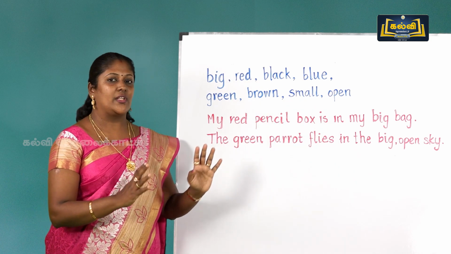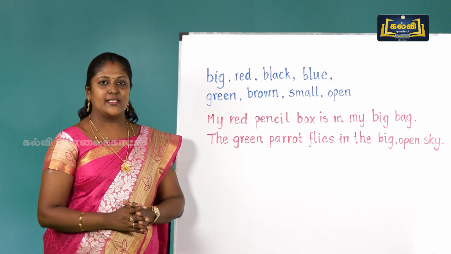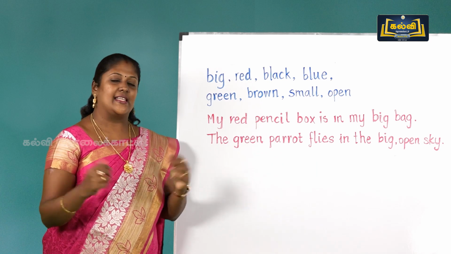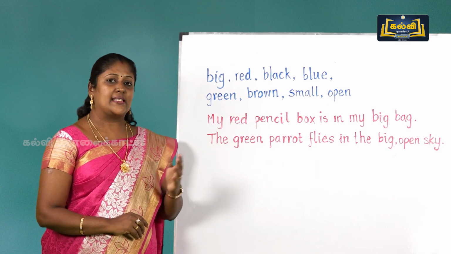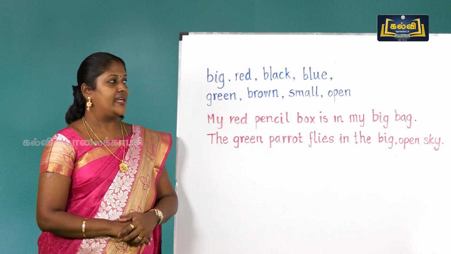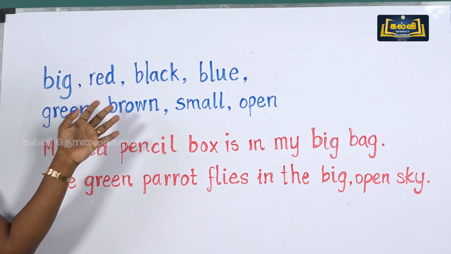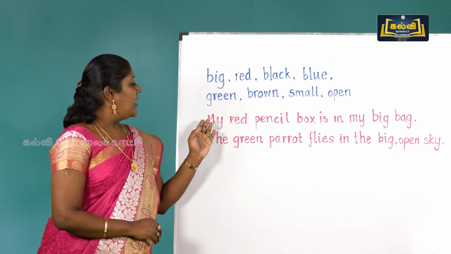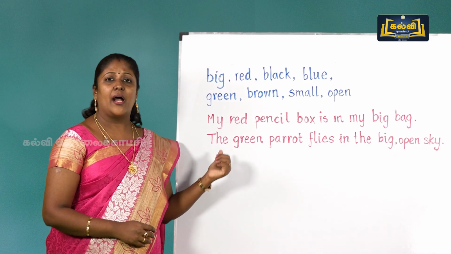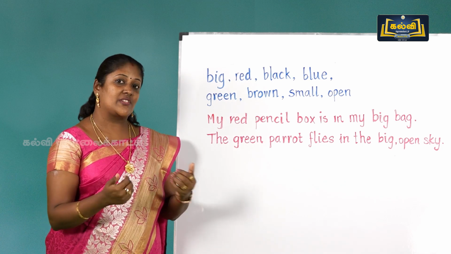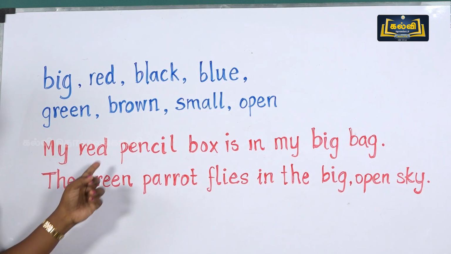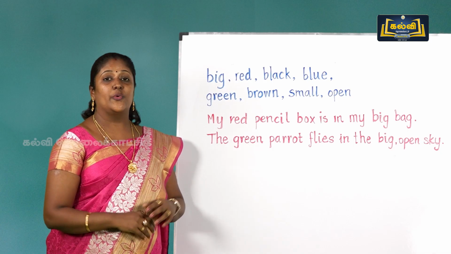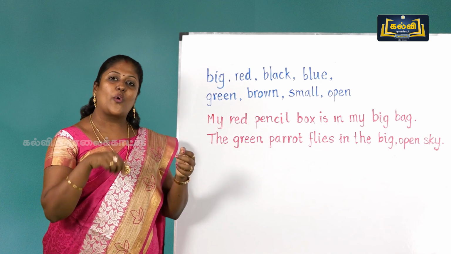So now you are going to write these words on the blackboard and ask the students to write a few sentences, but they should use these words to extend their sentences. For example, if you ask them to write a sentence using any of these words, they will write, I have a big ball. Simply a big ball, they can write. Or my red pencil. But you have to help them to extend their sentence by writing, my red pencil box is in my big bag. So you are going to make them extend their thinking along with their sentences.